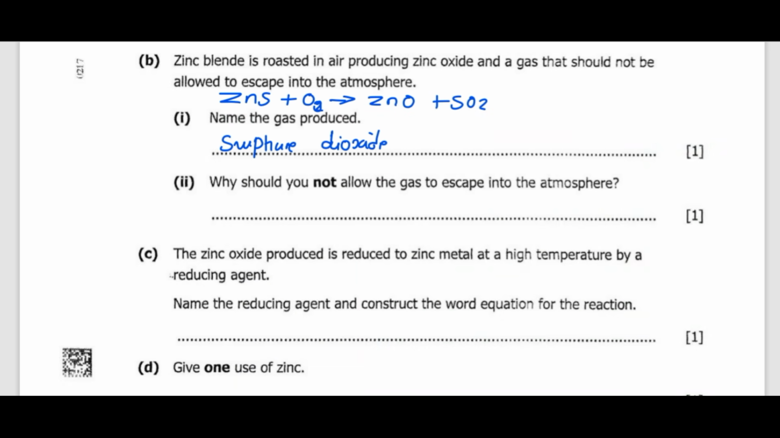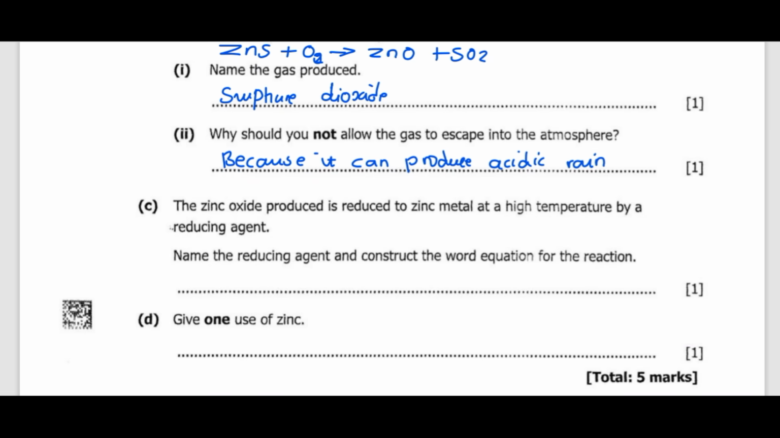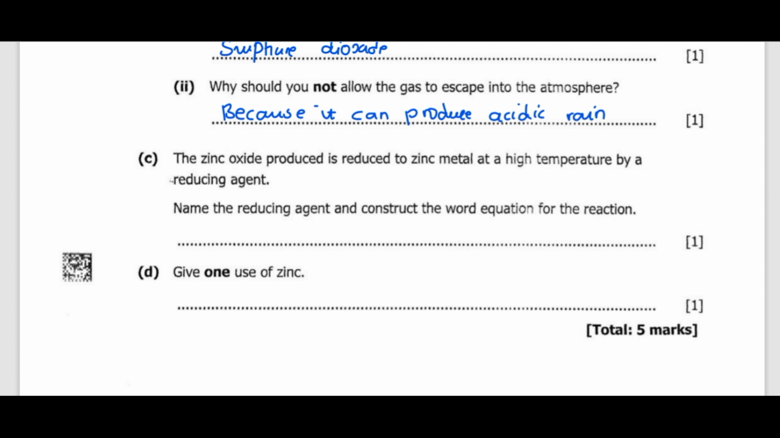Because if it happens to dissolve in the atmospheric vapor, it may produce acidic rain. Because it can produce acidic rain if allowed to go into the atmosphere. Then we move on to: zinc oxide is reduced to zinc metal at a high temperature by a reducing agent. Name the reducing agent. So the reducing agent here is just carbon.